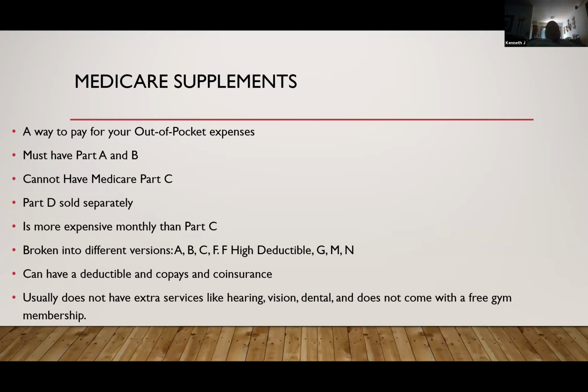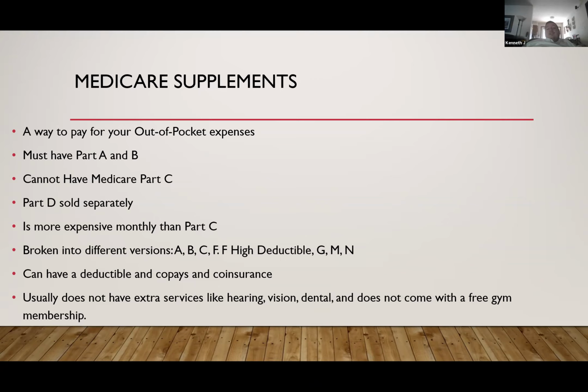So that's that. Medicare supplements are a way to pay for your out-of-pocket expenses on Medicare Part A and B. You must have Part A and Part B. Cannot have Medicare Part C. Part D sold separately. It's more expensive monthly than Part C. You're looking at starting out on average $112 and it going up from there. Broken into different versions: A, B, C, F, high deductible F, G, M, and N.